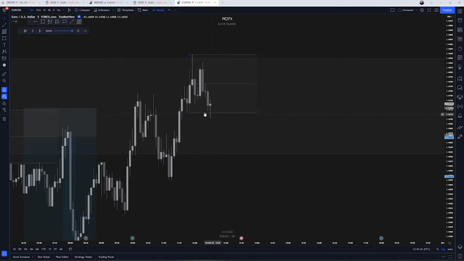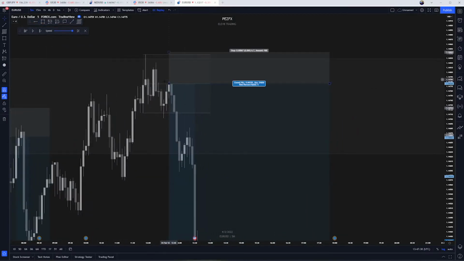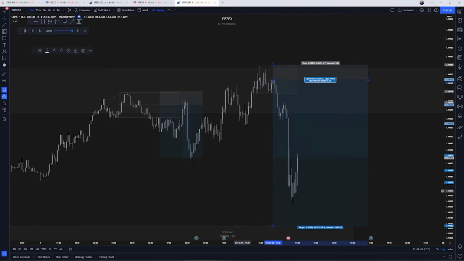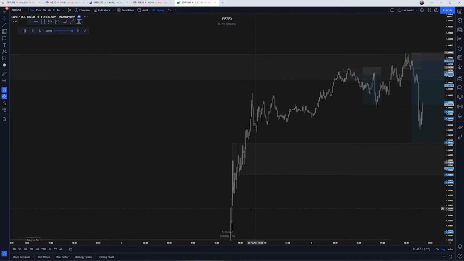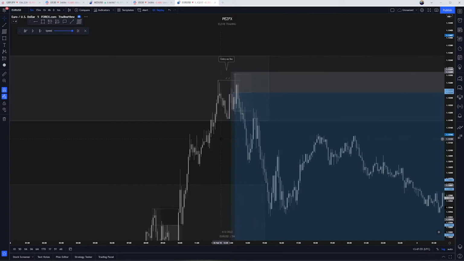Okay, so we then take the low of this range. Really simple. Entry goes at the EQ, cover the high. Easy peasy, lemon squeezy. And what happens? Taps into the EQ perfectly and runs. So yeah, that's really how simple it is. Like literally the most simple entry method I've ever seen. And yeah, so I hope you guys find it useful.